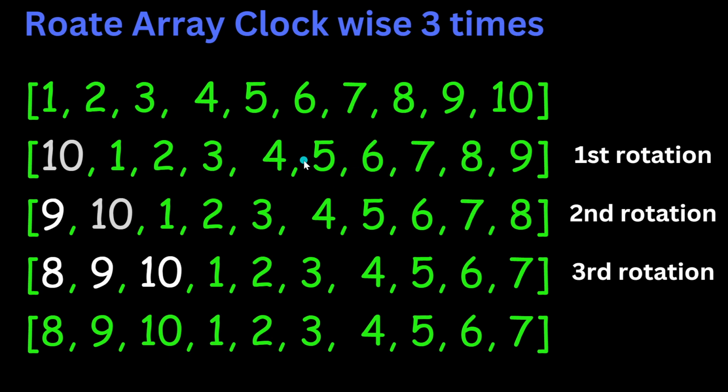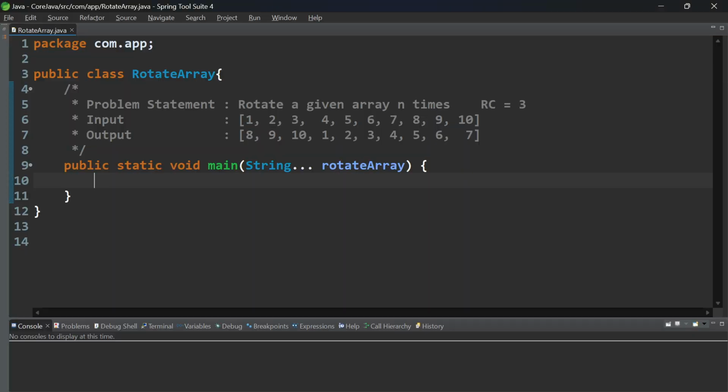Here I am trying to rotate the array in clockwise direction 3 times. The first row will be the input array, the last row will be the output array. In the first rotation 10 will be moved to 0th index. In the second rotation 10 will be moved to first index and 9 will be moved to 0th index. In the third rotation 10 will be moved to second index, 9 will be moved to first index, 8 will be moved to 0th index. So this is the logic we need to build.